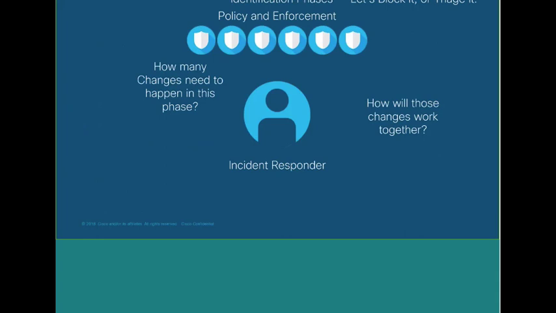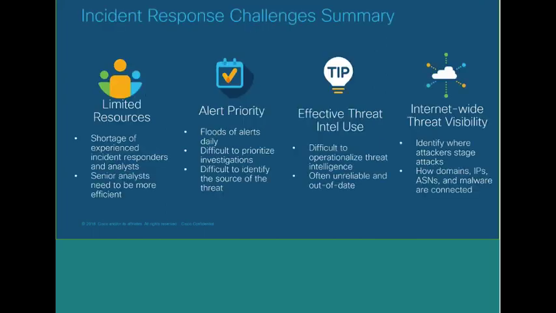And how will all of these changes work together? How will one response action affect the efficacy of some of our other response actions? If we block out at the perimeter, are we going to lose the ability to track a similar threat if it makes it into our network, and so on? So a summary of the challenges faced.